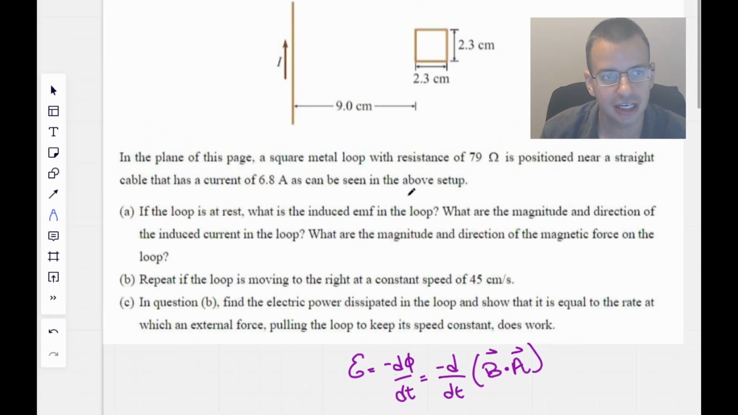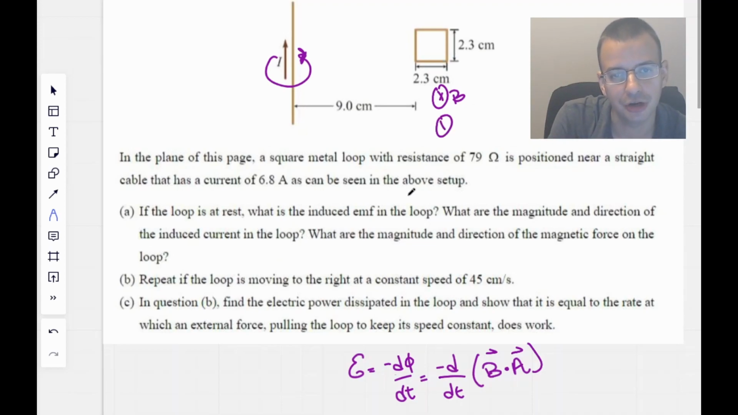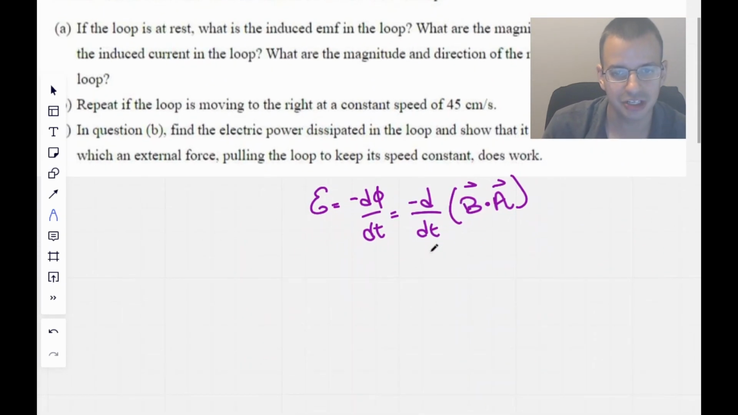Since the magnetic field due to the wire is going to be around it, use the right hand rule, thumb in the direction of the current. At the loop, the magnetic field is going to be into the board. The area vector, which is normal to the plane of the surface, is also going to be into the board, maybe out of the board. It doesn't really matter. Either way, these two are going to be parallel, so the dot product is going to be magnetic field times area.